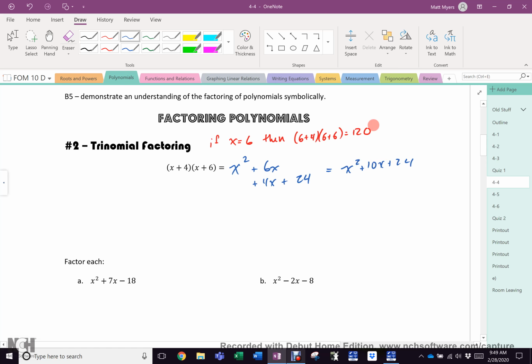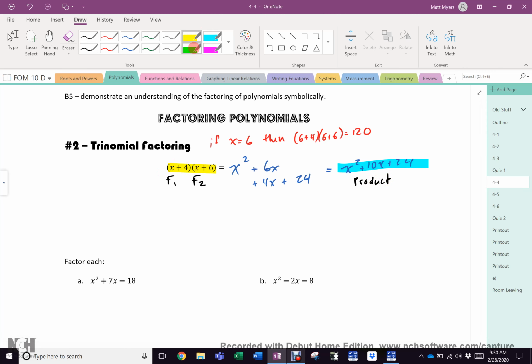Everybody cool? Okay. That is factor 1. That is factor 2. That is my product. Everybody good? Now, we've already spent a lot of time talking about this. There's no number in front of the x, is there?